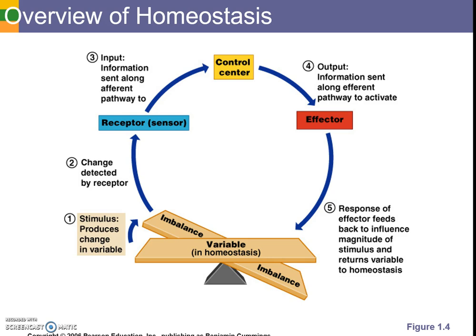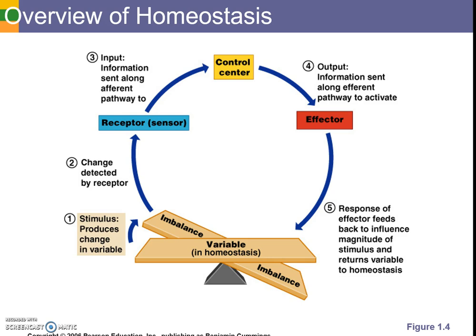In this particular case, the control center would be a specific portion of the brain called the hypothalamus. There are other control centers, but the hypothalamus is one of the major, or the major, control center in the body. The control center could even be part of our endocrine system, but in this case we're talking about body temperature, so the control center would be in the hypothalamus, which is related to our nervous system.